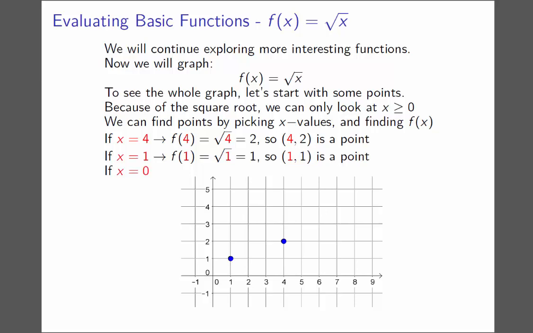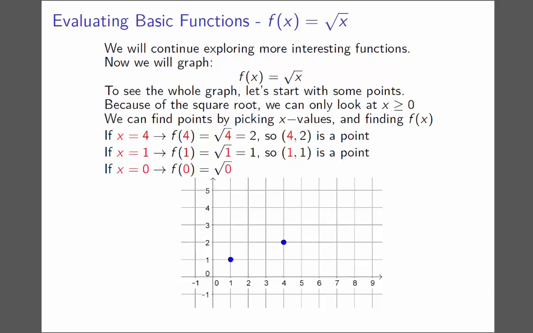And if x is 0, then f of 0 is the square root of 0. What number, when you square it, gives you 0? 0. So (0, 0) is a point that we can include on our graph of f of x equals the square root of x.